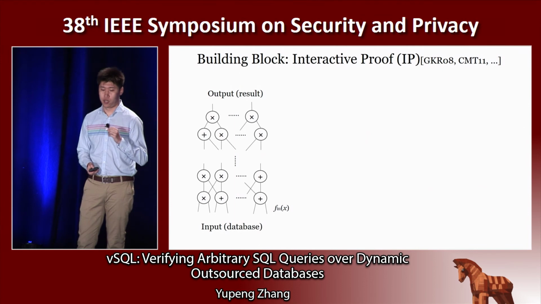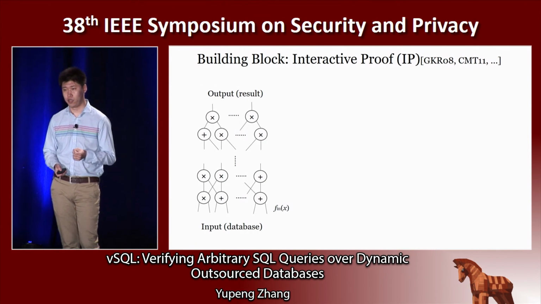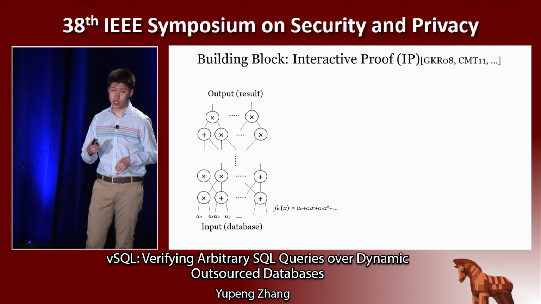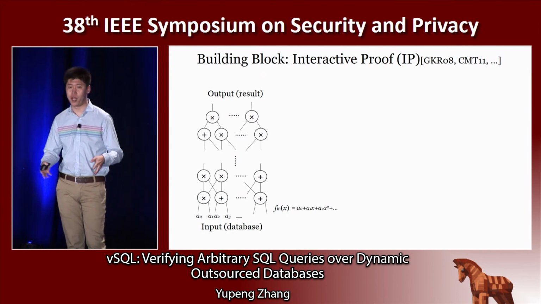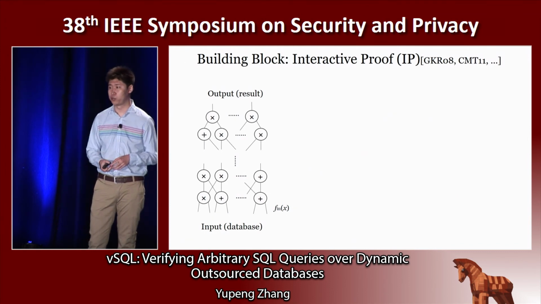First, we want to define a polynomial f in x by the input database. By define, you can think of it as every coefficient of this polynomial being an element from the database. In this way, the size of this polynomial is the same as the size of the database. For those who are familiar with interactive proof, this is called multilinear extension or low-degree extension.